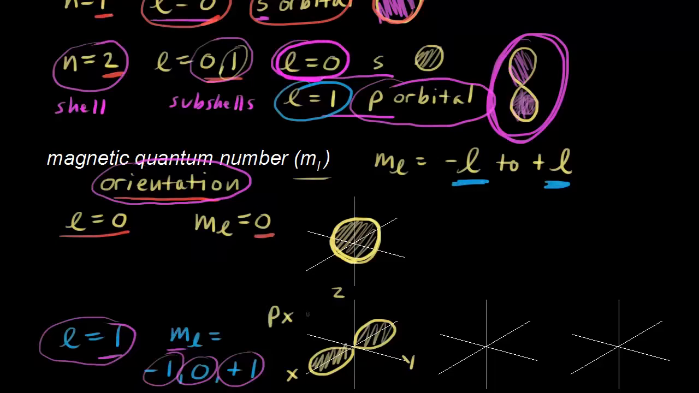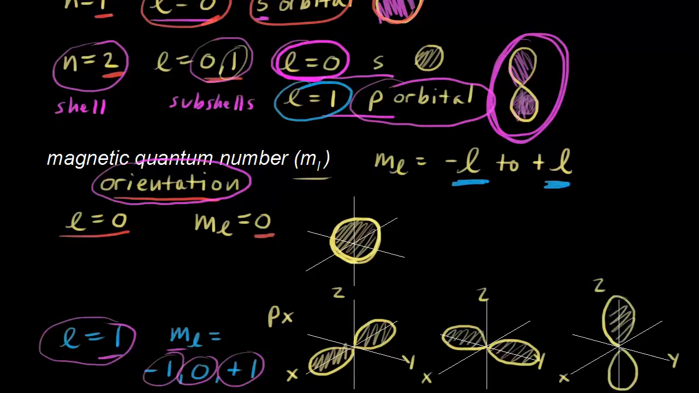So we have two more orientations, right? If this is x, this is y, and this is z, we could put a dumbbell here on the y-axis. So there's our second possible orientation. And then finally, of course we could put a dumbbell on the z-axis like that. So this would be a pz orbital, and then the one on the y-axis would be a py orbital. So we have three p orbitals here, one for each axis.